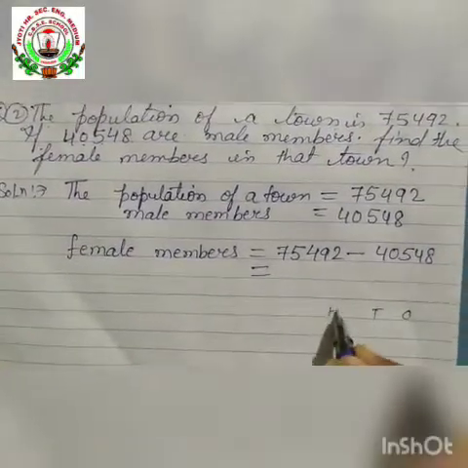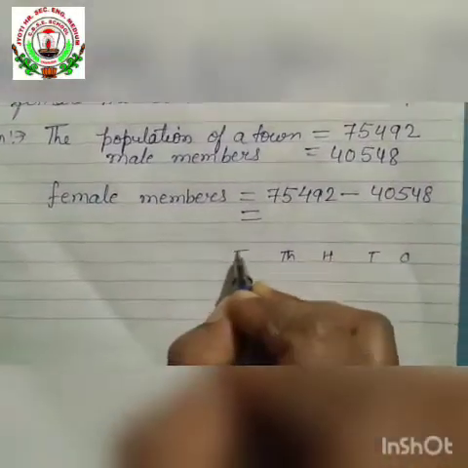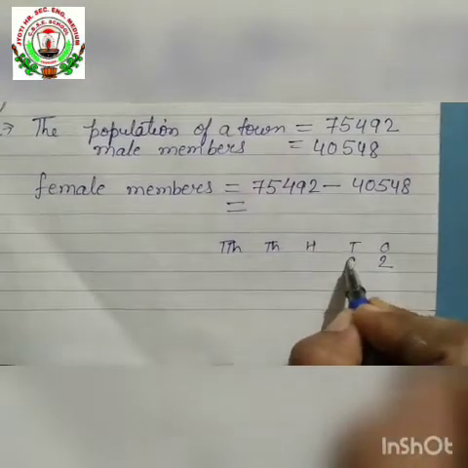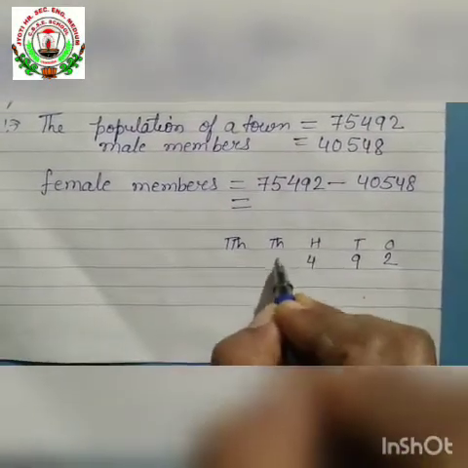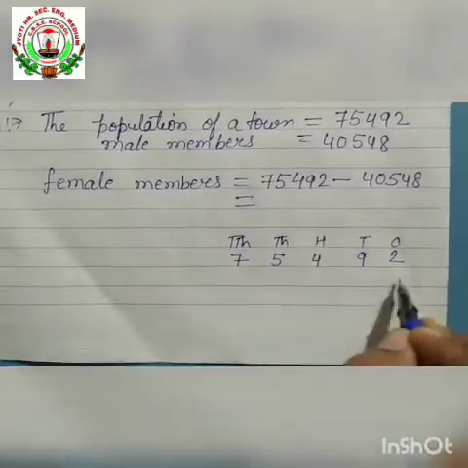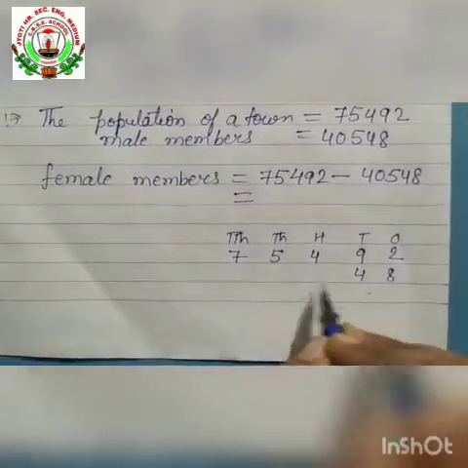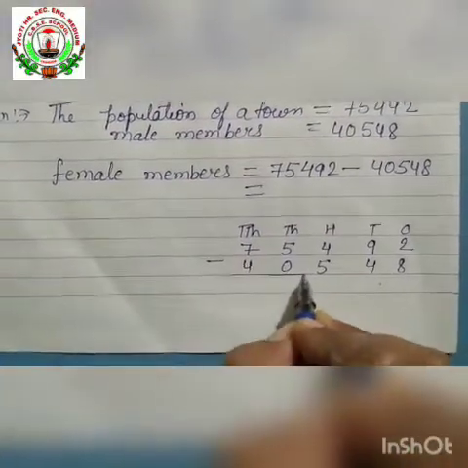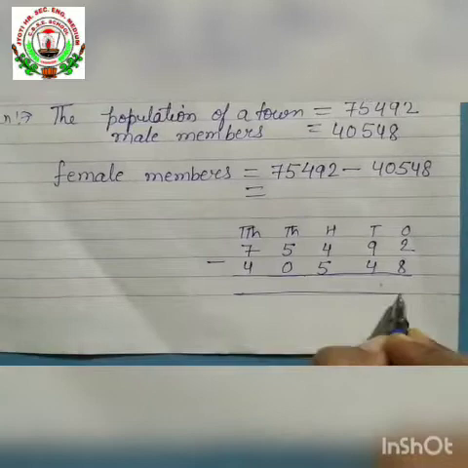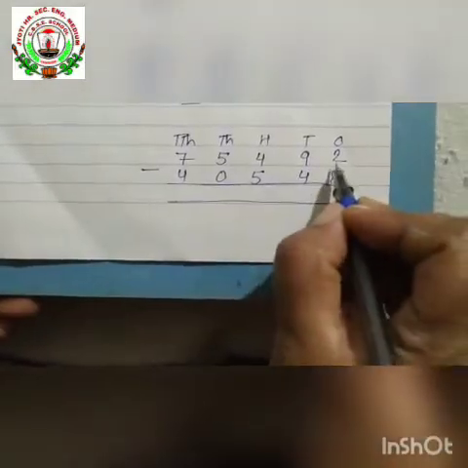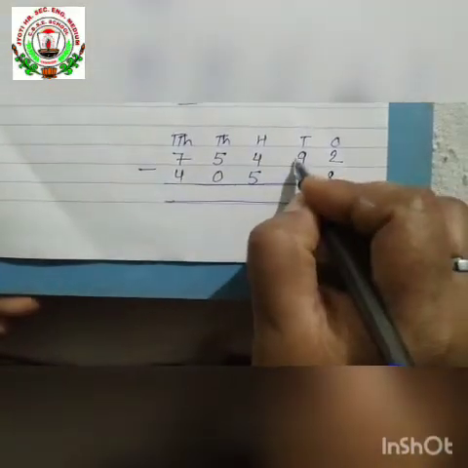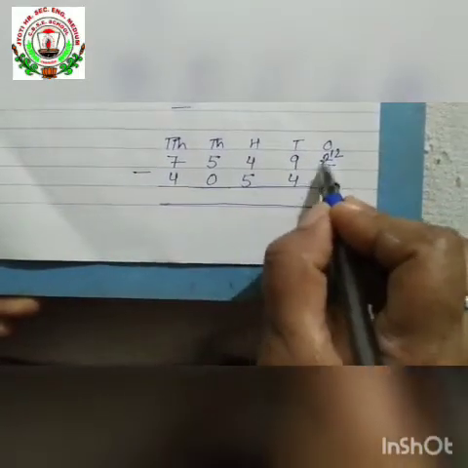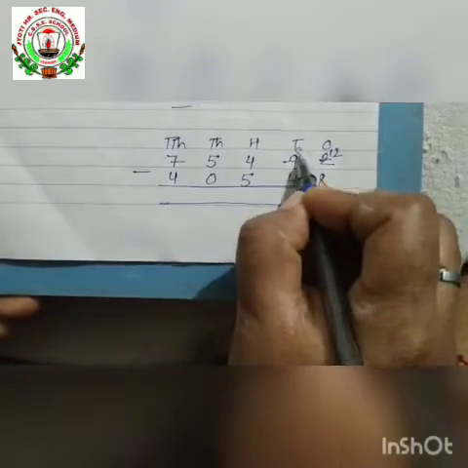Ones, tens, hundreds, thousands, ten thousands. 2, 9, 4, 5, 7. It is 8, 4, 5, 0, 4. Now put the minus sign. Now subtract it. Here 2 is less than 8, so we will borrow from the tens column. It will be 12, and it gave 1, so it becomes 8.